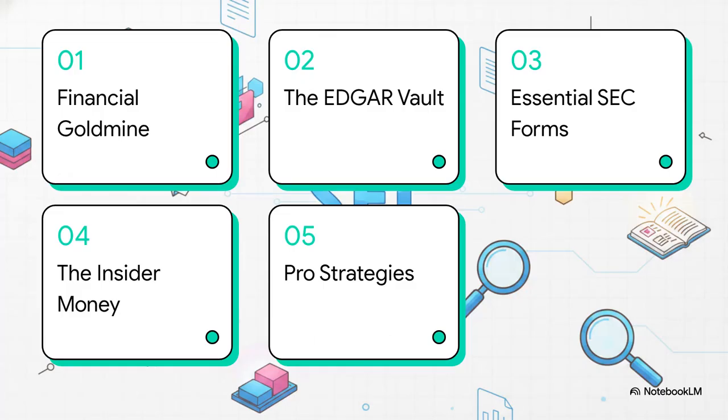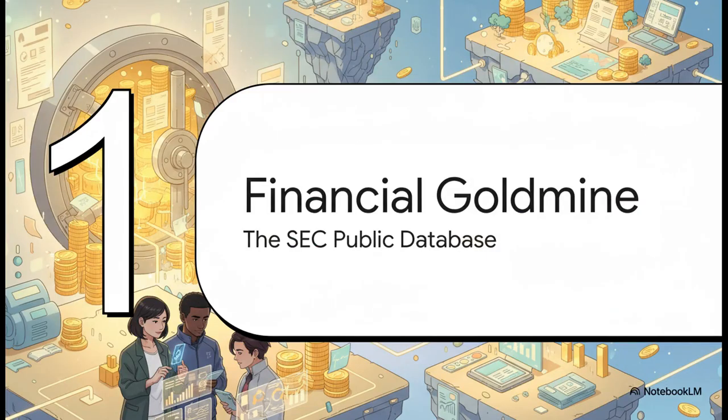Okay, here's our roadmap for this explainer. 1. The hidden financial goldmine. 2. Navigating the EDGAR Vault. 3. Decoding essential SEC forms. 4. Following the insider money. And 5. Pro strategies and pitfalls. Let's kick things off with Section 1, the hidden financial goldmine, demystifying the SEC's massive public database.